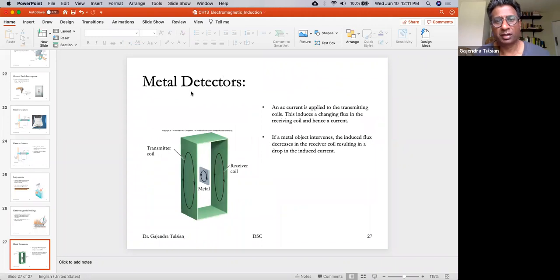Anyway, okay, so here are metal detectors. An AC current is applied to the transmitting coil. So now imagine this without any metal in it. This is the transmitting coil, and here's an AC current applied to the transmitting coil, which is producing a magnetic field, and that induces a current in the receiving coil.